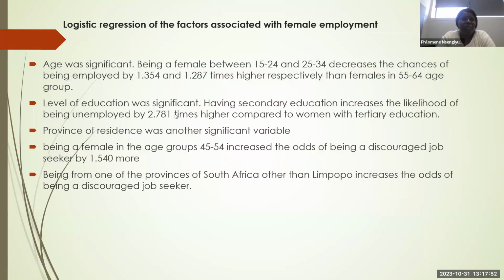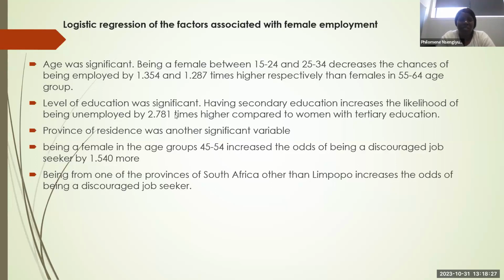Now, results from logistic regression. I found that age was significant, which means that being a female between 15 and 24 and from 25 to 34 decreases the chances of being employed by 1,354 and 1,287 times higher, respectively, than females in the 55 to 64 age group.